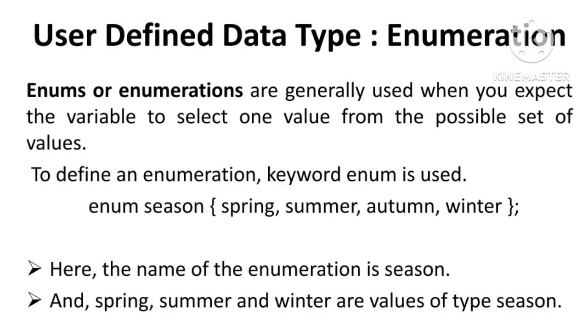Enums or enumerations are generally used when we expect the variable to select one value from the possible set of values. To define an enum, the keyword enum is used. For example, enum season, and inside curly brackets spring, summer, autumn, winter. Here the name of the enum is season, and spring, summer, autumn and winter are values of type season.